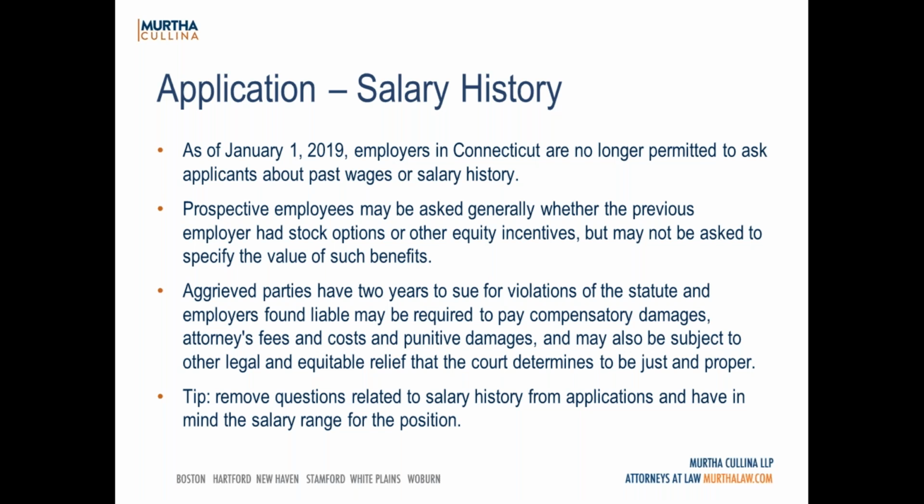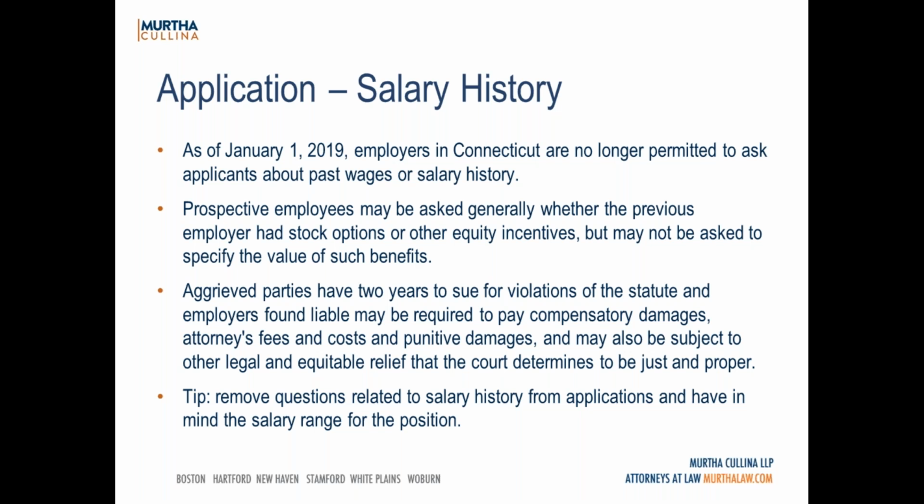It is now illegal in Connecticut to ask for salary history. Okay, so if you have "what was your rate of pay in your last job" or anything like that, you need to revise your application and take that off. You may ask generally about the structure of the salary or the compensation package. So in other words, if the person has stock options or other equity incentives, that's usually for a higher level employee.